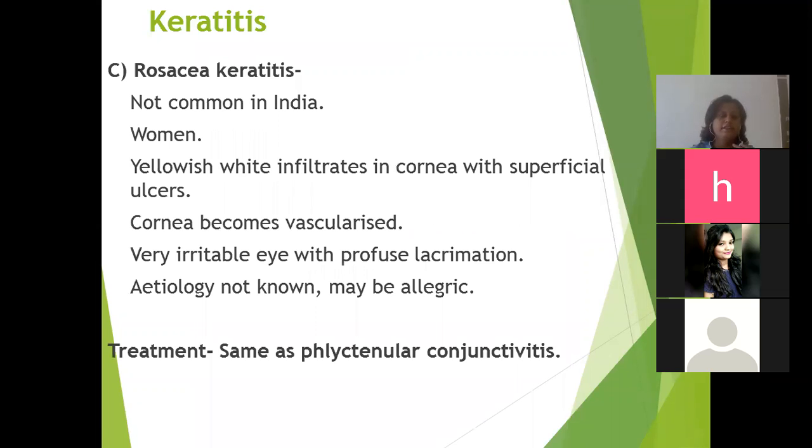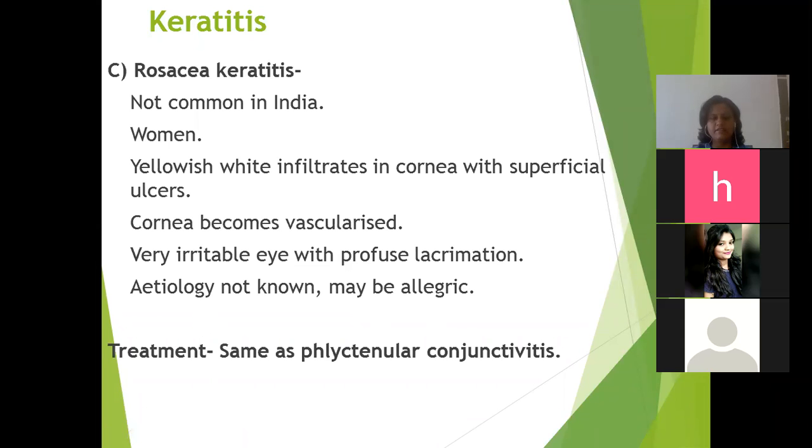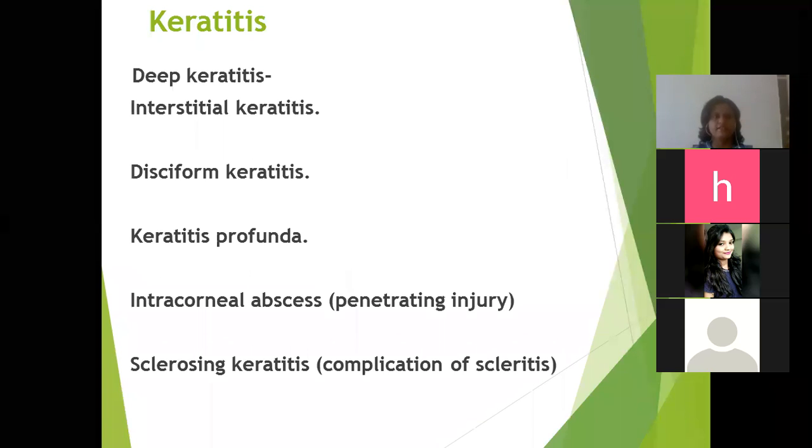Then next is rosacea keratitis. It is not common in India. It is mostly seen in women outside India. There is a yellowish white infiltrate in the cornea with a superficial ulcer. The cornea becomes vascularized. There is a very irritable eye with profuse lacrimation. Etiology is not known and may be allergy. Treatment is the same as phlyctenular conjunctivitis.